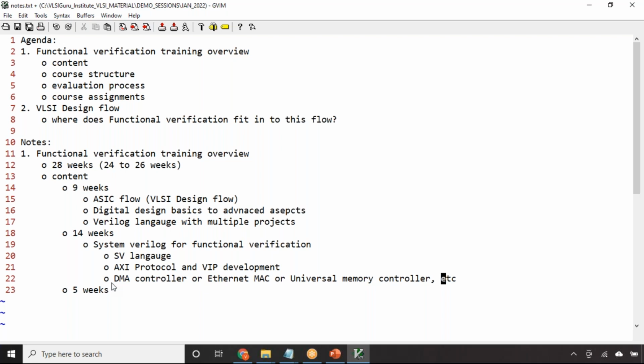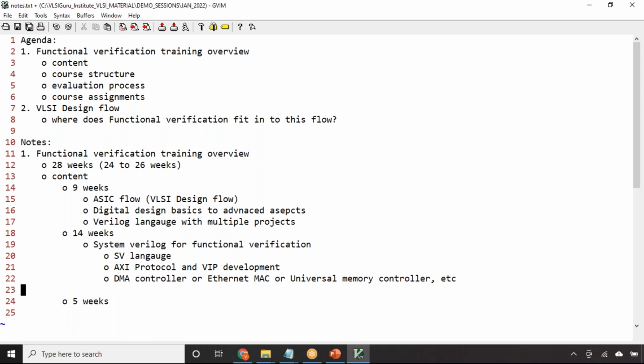Why we keep switching these projects is that we don't want resumes to look similar. Let's say if we train 100 people, we don't want all 100 resumes to look exactly the same. They should differ, right? So by doing different projects, we can have your resumes differ from each other. Next, the 5 weeks training.